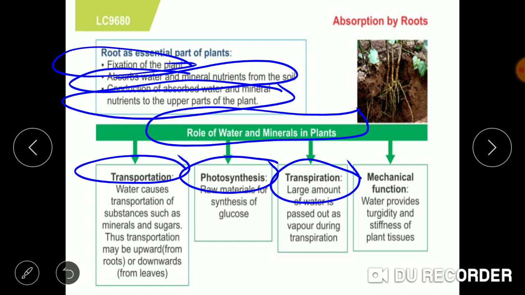Water is also necessary for transpiration, as in the process of transpiration a large amount of water is lost, due to which the plants get a cooling effect. Water and minerals also help in maintaining stiffness and give turgidity to the plant tissues. They maintain the stiffness of the plant. So these are the four major functions of water and minerals in the plant. And the major function of root is the absorption of water and minerals for the plants.